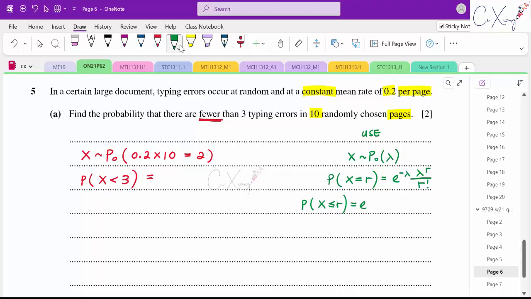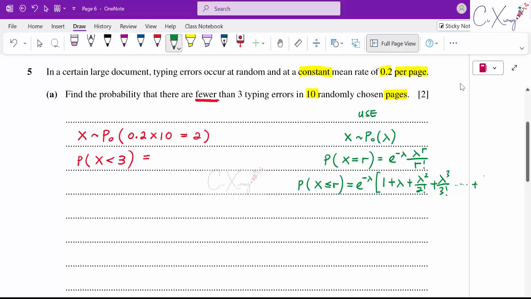The general formula is e negative lambda times a bracket. X equals 0 is always a 1. X equals 1 is always lambda. X equals 2 will be lambda square over 2. X equals 3 will be lambda cube over 3 factorial. You can continue this until X equals r, which is lambda power r divided by r factorial. If you factorize out the e power negative lambda, later when you press the calculator it will be much easier and you will avoid a lot of careless mistakes. This formula is not provided in the formula booklet, but it is not hard to apply. You just try to remember that you factorize out the e power negative lambda.